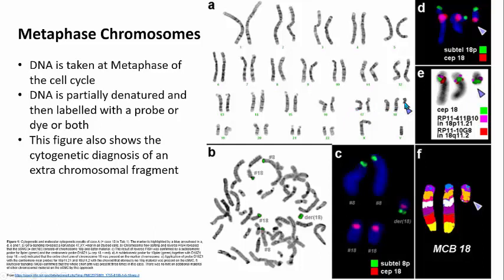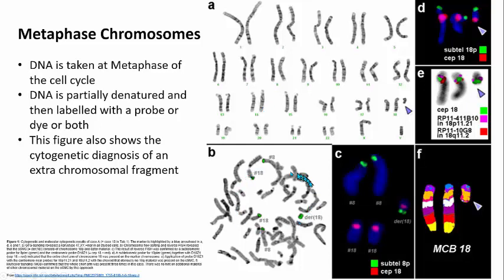When we line them up, we use the banding pattern that's caused by the dye, typically the dye DAPI or some other kind of staining method that will allow us to see these banding patterns that are very specific for each of the chromosomes, and allows us to know exactly which chromosome is which.